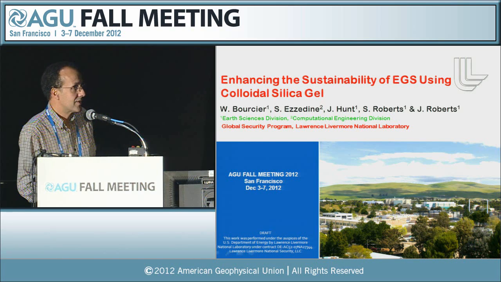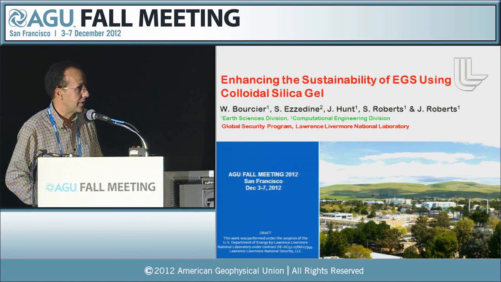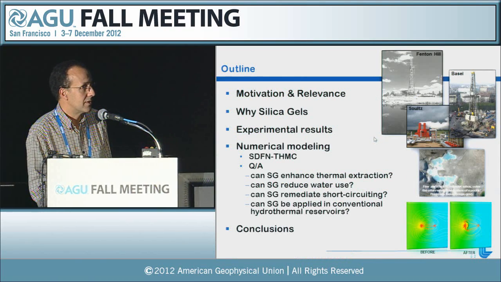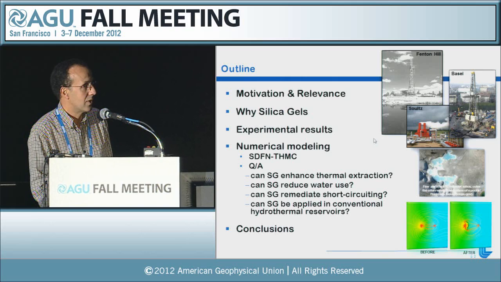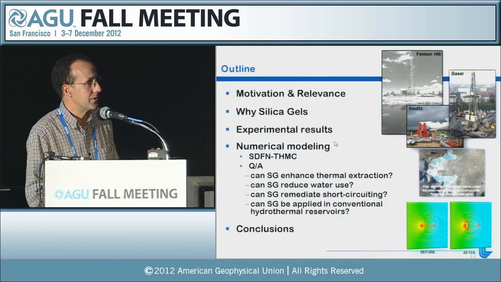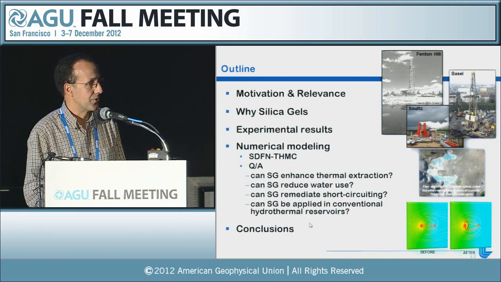I'll be talking about enhancing the sustainability of enhanced geothermal systems using colloidal silica gel. This is the outline. I will give a brief motivation and the relevance of the project, why we are using silica gel. I'll show some experimental results. There is a poster this afternoon dealing mainly with the experimental study. Then I will introduce the numerical model that we're going to use, and I will ask a couple of questions: how the silica gel can enhance the thermal extraction, reduce the water use, minimize the short circuiting, and apply it to conventional geothermal systems.